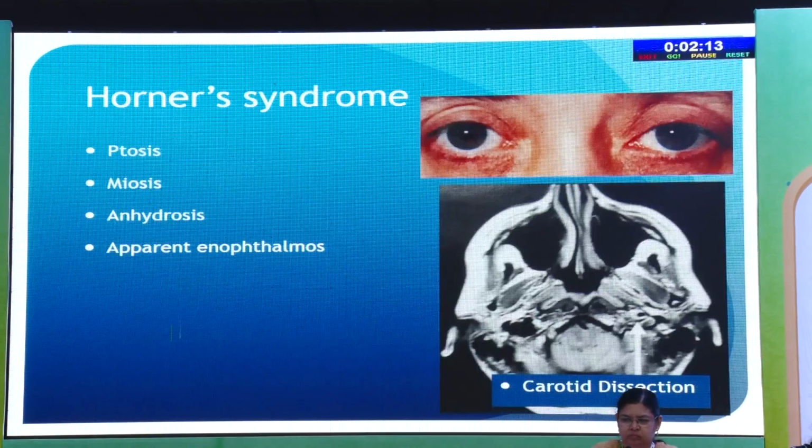You can see a slightly smaller pupil there and a mild ptosis. This was a patient who is a karate instructor, and he came with some headache and some vague symptoms, and you could see the anisocoria, and he also had a mild ptosis. This was actually a carotid dissection causing the Horner syndrome.